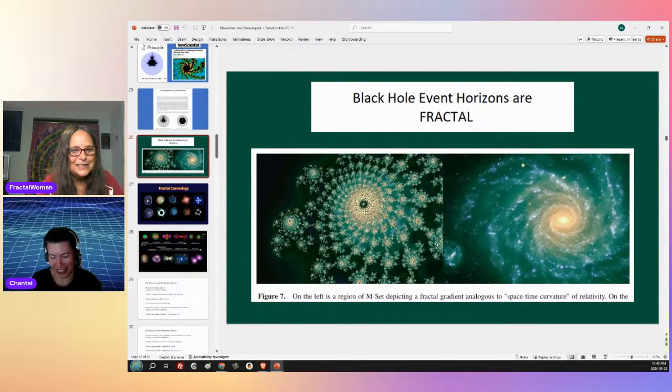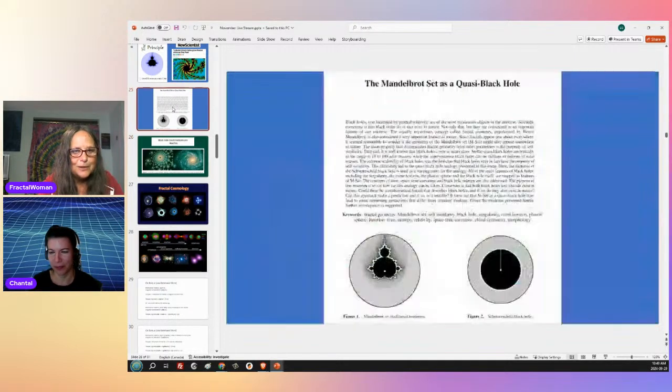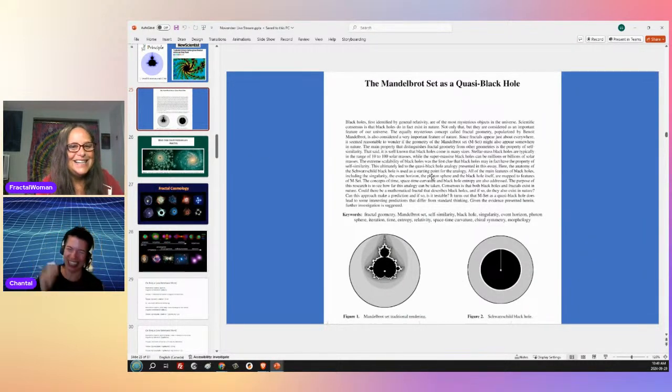So here, this is from my paper, the Mandelbrot set as a quasi-black hole, which I call my masterpiece, because I think I wrote it really well and it's kind of fun. Pre-GPT, way before ChatGPT. Just kidding. But I wrote this for a conference called Bridges, which was supposed to be art meets science.